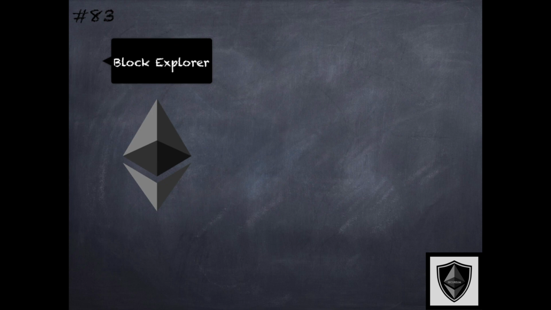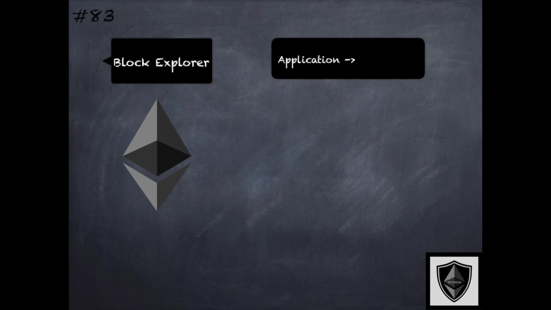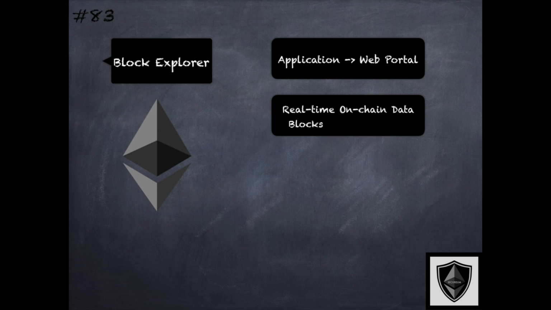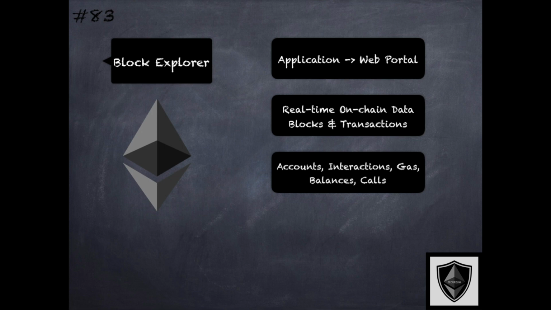It lets us explore the various blocks and their contents on the blockchain. So it's really implemented as an application, a web portal, if you will, and it gives us real-time on-chain data about all the transactions and the blocks, the gas, and everything that we really have discussed so far, right? So all this rich information is available in a very transparent manner on the blockchain, and that can be accessed via this Block Explorer application.